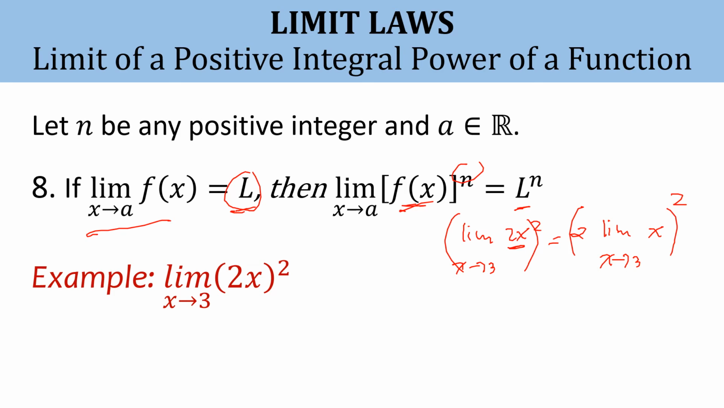And because this is already the simplest form, I can go ahead and say 2 times, what's the limit of x as x approaches 3? Because this is an identity function, I would know that it would always be just the value of a, so that's 2 times 3, squared. And this one here is 6 squared. So therefore the final answer is 36.